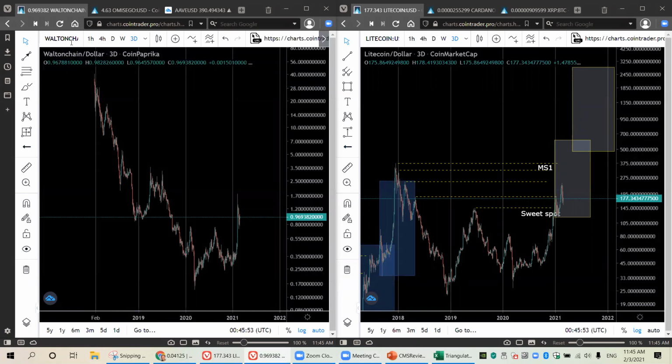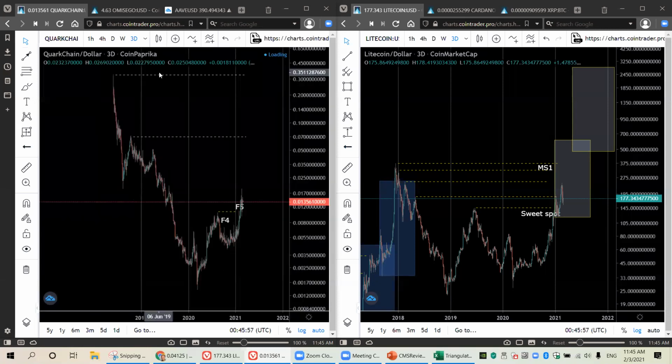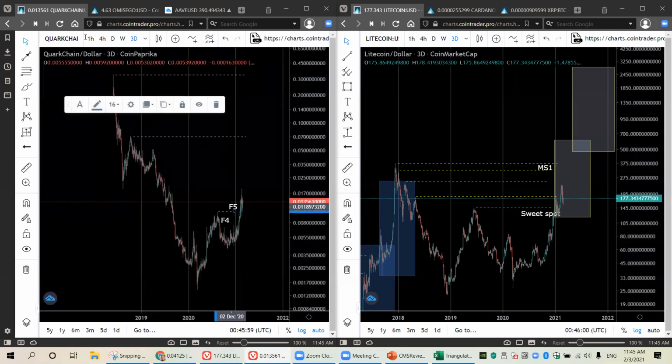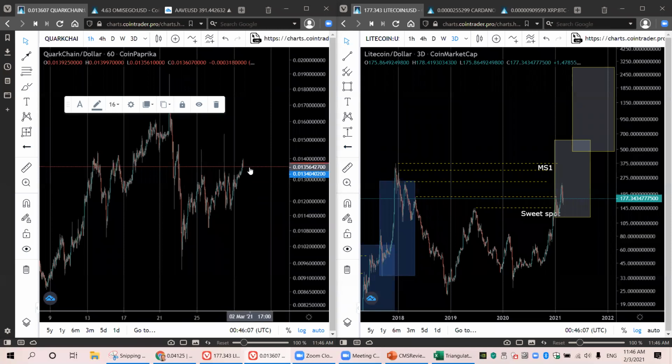The other one, obviously, that we stack up is the QKC. Some of you would know, right? The QKC coin is also doing F5, and it looks like it's ready to push up. Let's see on the hourly. Oh yeah, it just pushed up a little bit compared to yesterday. Very nice. Very, very cheap, right? This is a 1.3 cents coin.